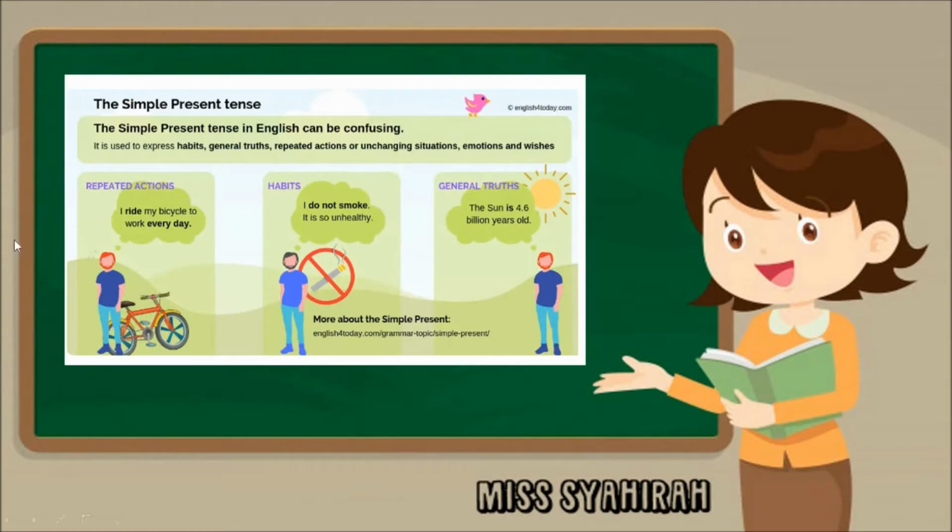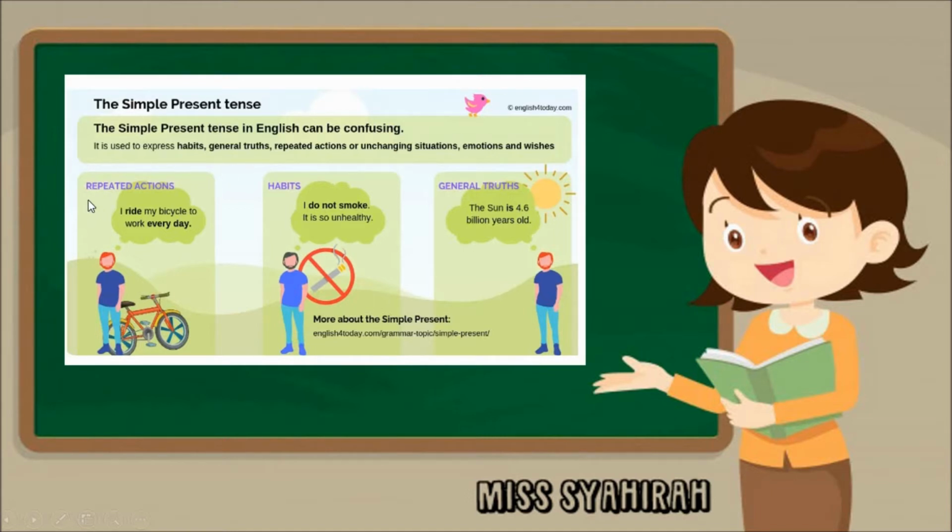The simple present tense is used to express habits, meaning the things that you usually do, you always do. General truths, meaning it is a fact. Repeated actions or unchanging situations, emotions, and wishes. So usually we use simple present tense.